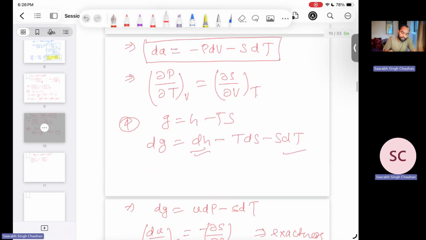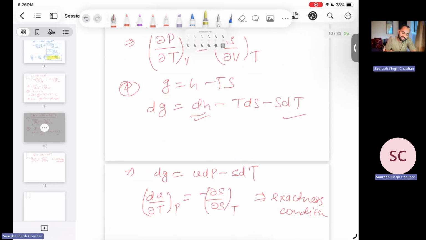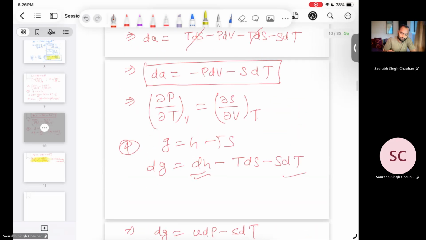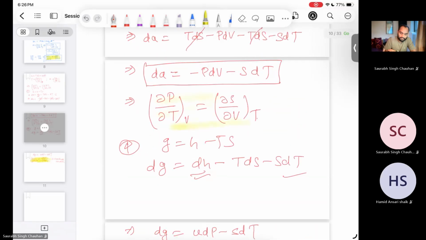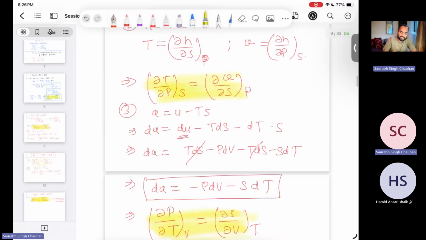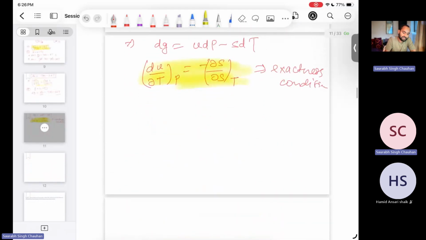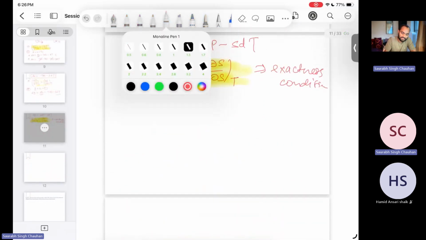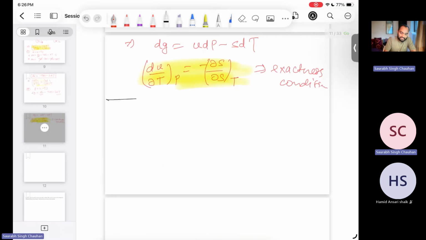Okay, so these four equations that we have got by using the exactness condition, this equation, this equation, this equation, and this equation, these four equations are called Maxwell's equations. That has already been discussed in the lecture.